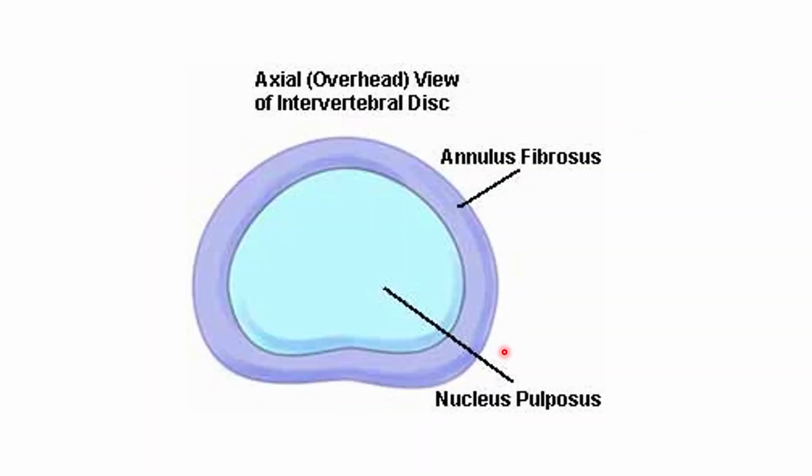The intervertebral disc, which separates the vertebral bodies from each other so they do not fuse and allows some limited flexibility, is composed of two major parts: the nucleus pulposus and the annulus fibrosus. The nucleus pulposus is the inside jelly-like structure, and the annulus fibrosus, as you can see here, is the border of the nucleus pulposus.